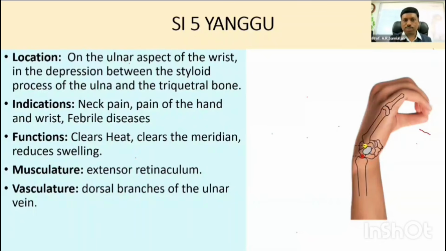So now Yang Ku, this to be known as on the ulnar aspect of the wrist in the depression, just distal to the styloid process of the ulna. There are two styloid processes, one to be known as the radial styloid process. This is the radial styloid process. This is the ulnar styloid process. So now just distal to the styloid process, where the bone is called the hamate bone, this is a hamate bone. SI4, the point is located on the hamate bone.